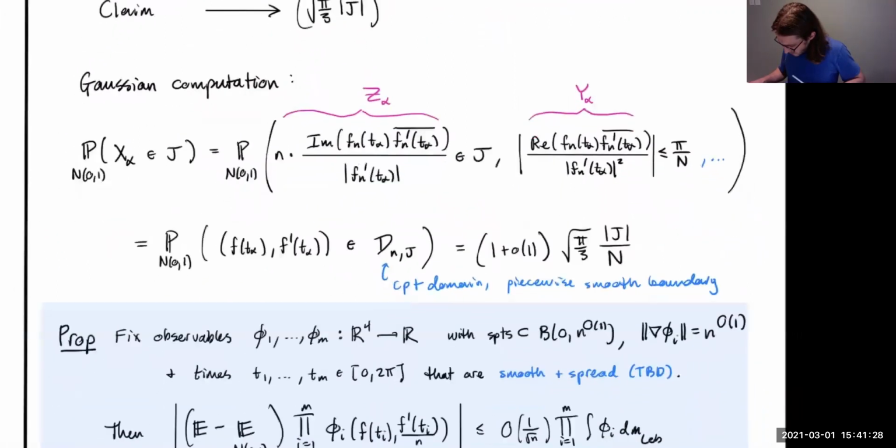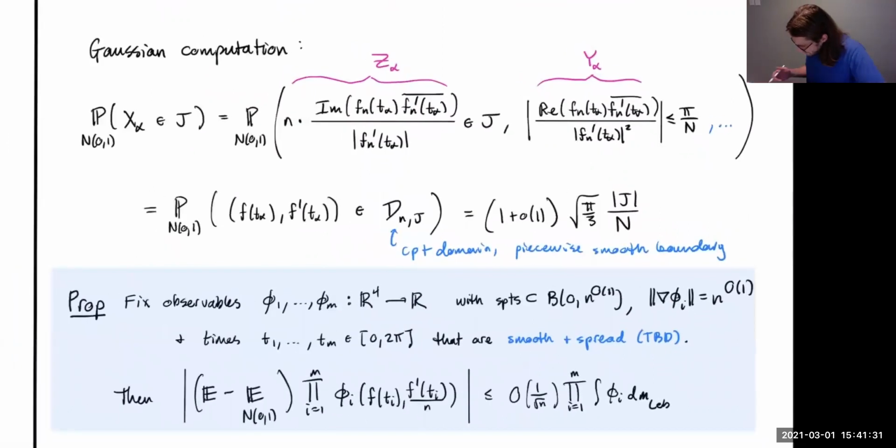Okay, so here's the basic comparison result. We want to be able to compare the distribution of the polynomial and its derivative at m different points. Basically, we're again thinking of this as a particle that's whizzing around in the plane. Thinking about the plane as R2, we can fix smooth functions on R4. So this is phase space, functions of the position and the velocity, and look at some collection of times in the interval.